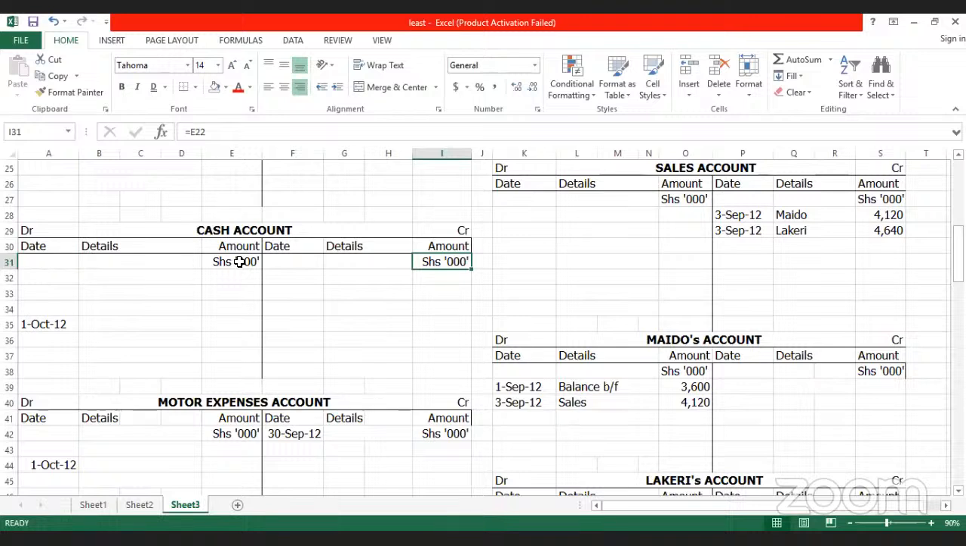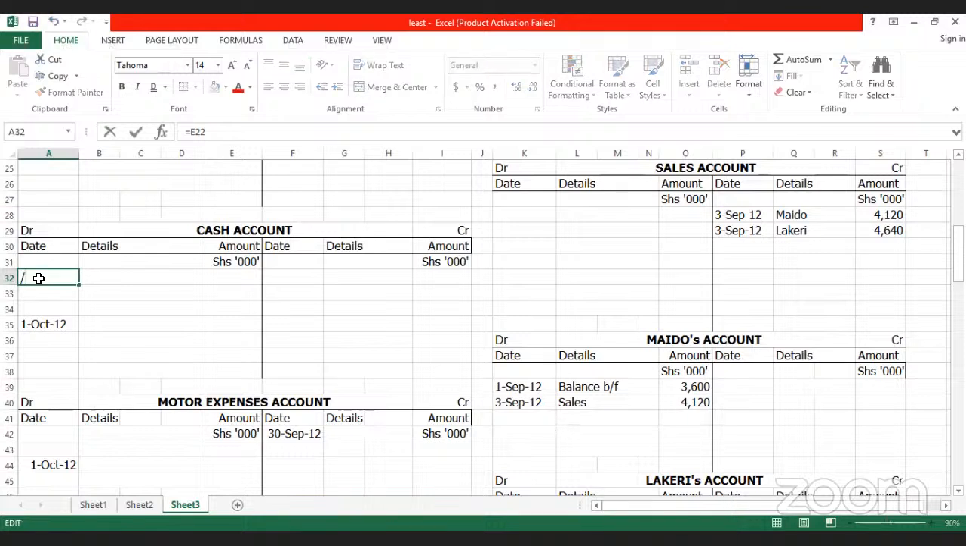Now, what you have to do, of course: Kabati already has some cash in the till box. So first record the opening balance. That is on 1st September.